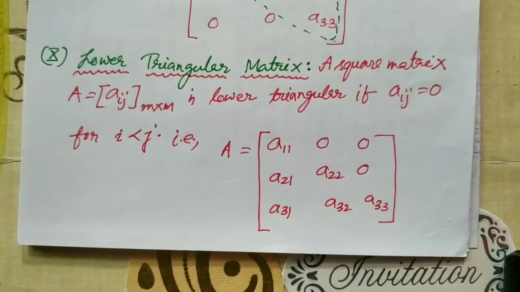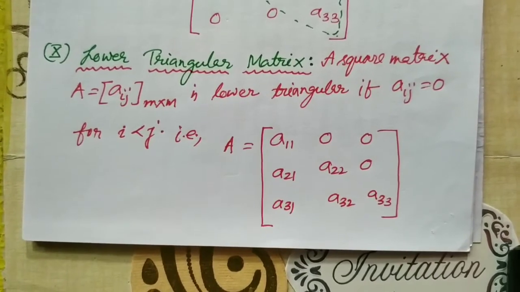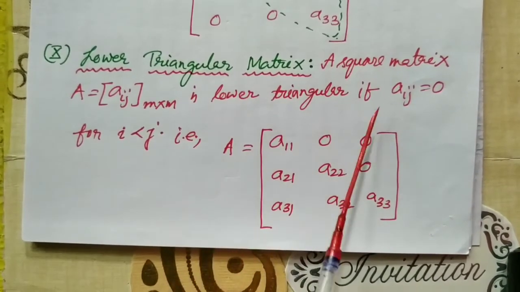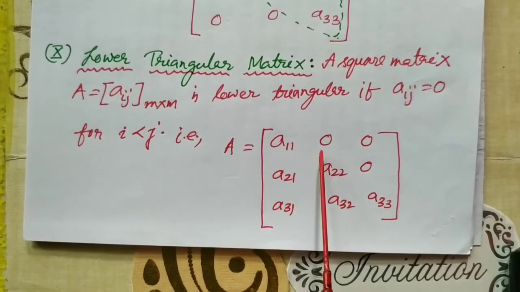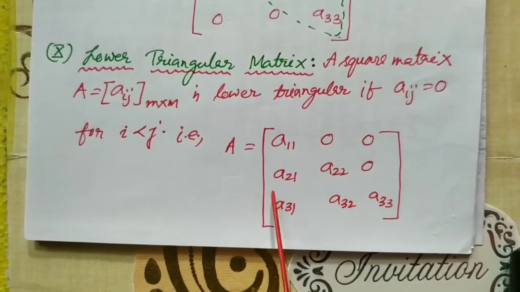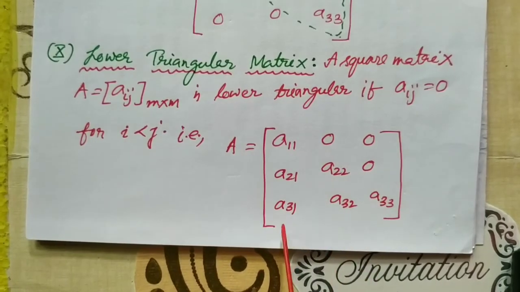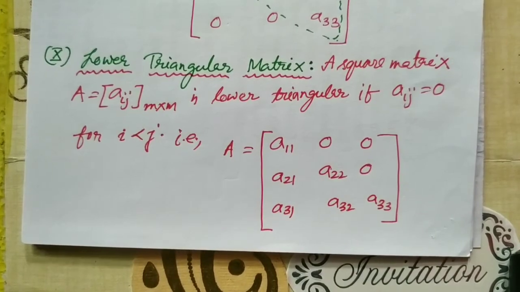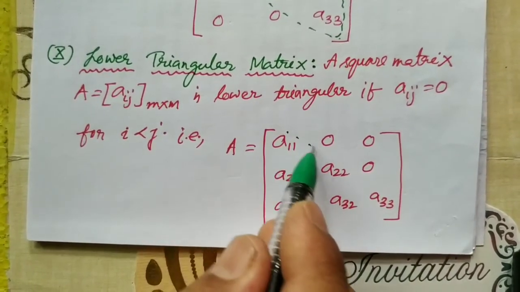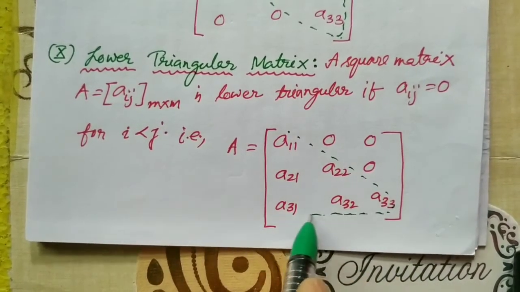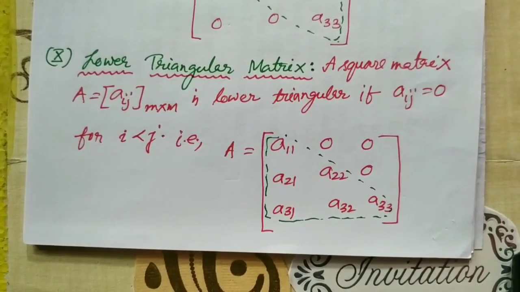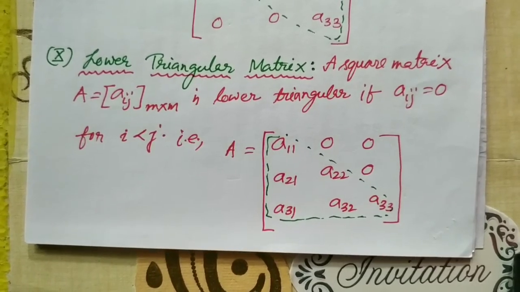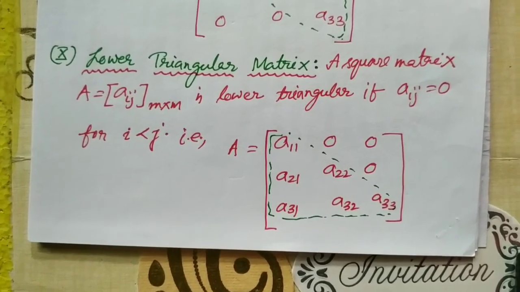Lower triangular matrix: a square matrix A is lower triangular if aij equals 0 for i less than j. So a11, a12 is 0, a13 is 0, a21, a22, a23 is 0, a31, a32, a33. In this case also, why is it called lower triangular? Because the non-zero elements seem to occupy the lower part in a triangle form. That is why it is known as a lower triangular matrix, and it also has use in the next chapter.